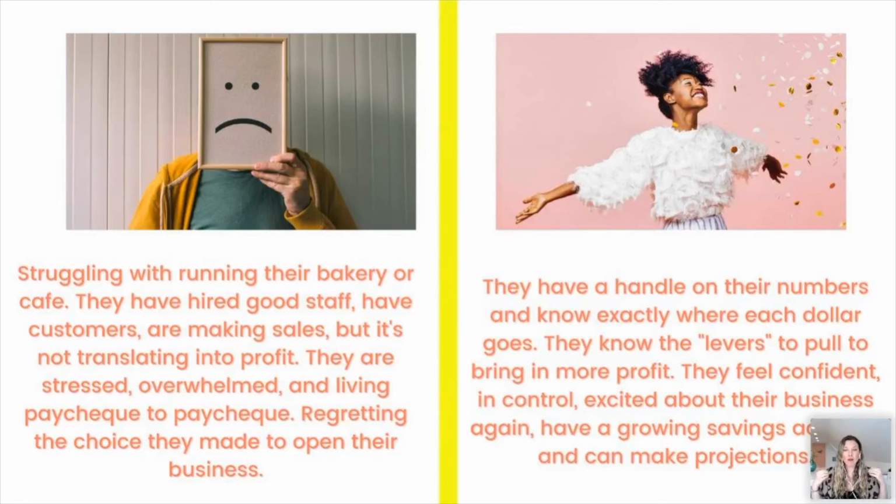And then in terms of how they're feeling, their whole feeling about their business has now changed, right? They feel confident. They feel in control. They feel excited about their bakery again. They have a growing savings account, right? And they can actually even start to make projections about where they're going to be at the end of this year, next year, 5 years out, 10 years out, et cetera. And they have a really clear plan for that. And that is what Meg does in her program. What she teaches them gets them to that place.